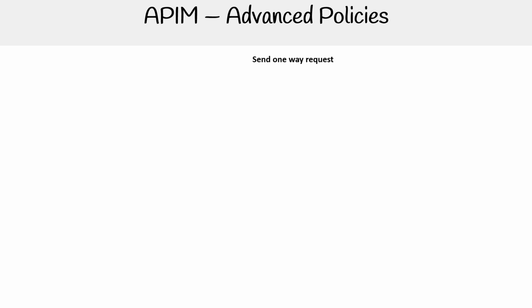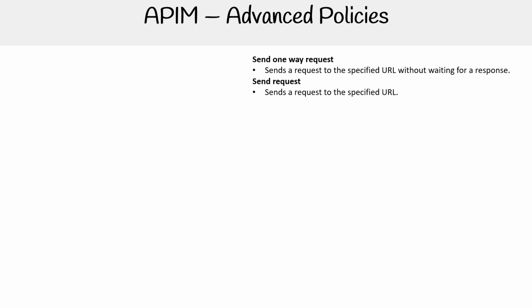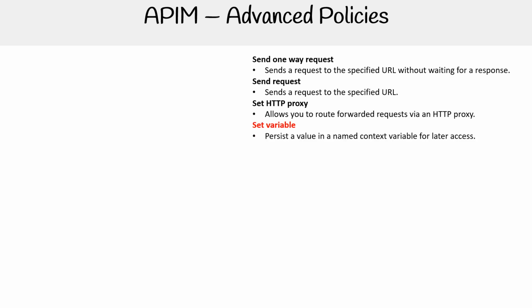More advanced policies here. Send one-way request, send a request to a specified URL without waiting for a response. Send request, send a request to a specified URL. Set HTTP proxy, so allows you to route forward requests via an HTTP proxy. Set variable, persist a value in a named context variable for later access.